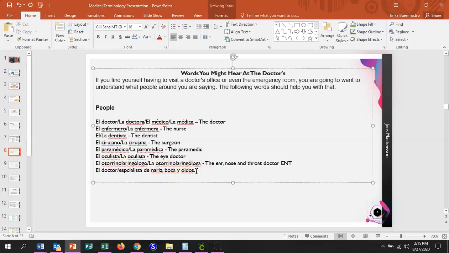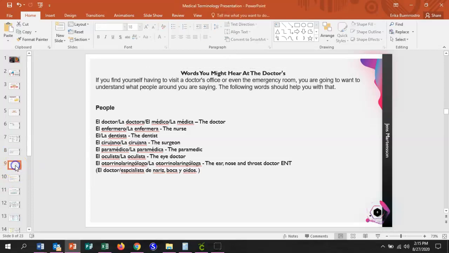That's another way to approach this in Spanish, and you will be perfectly well understood. So here we go. That's that.